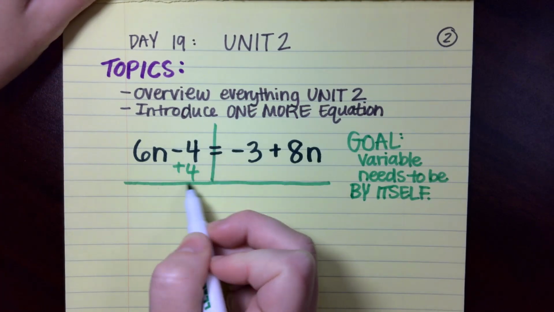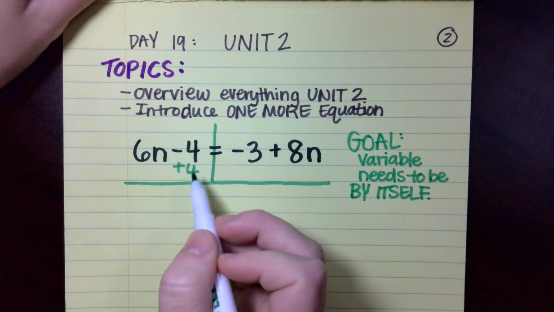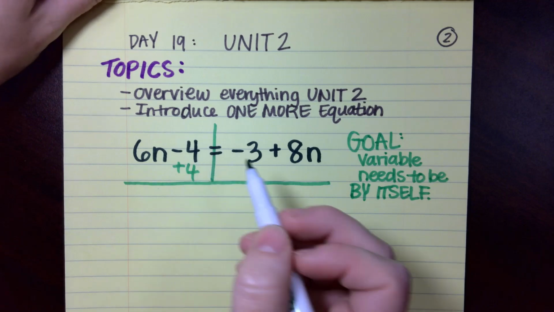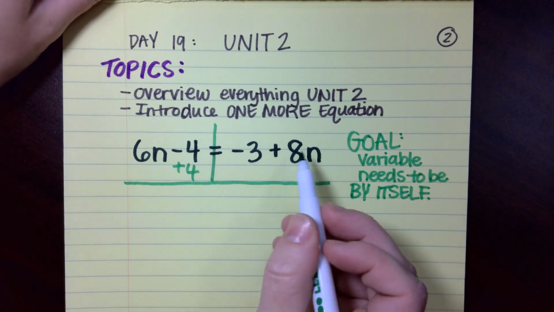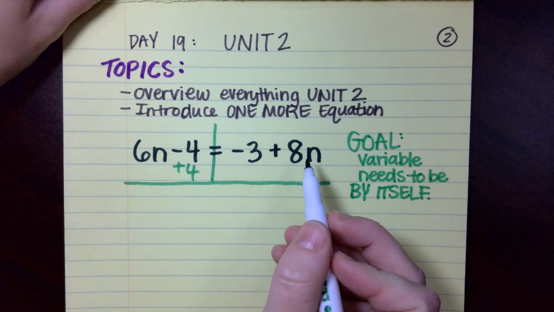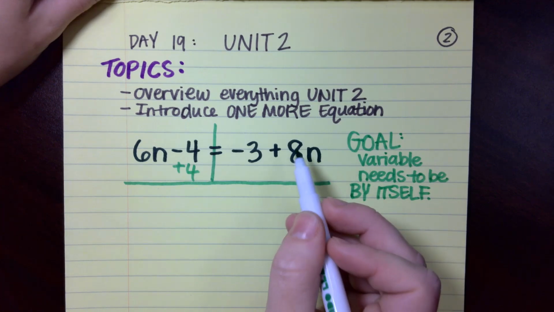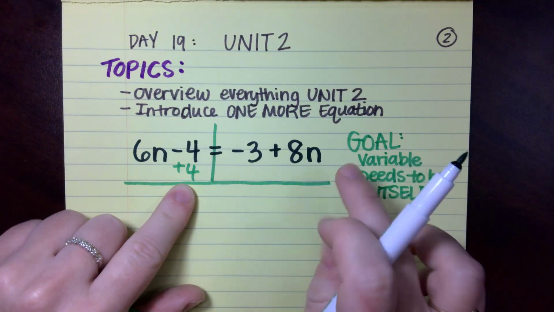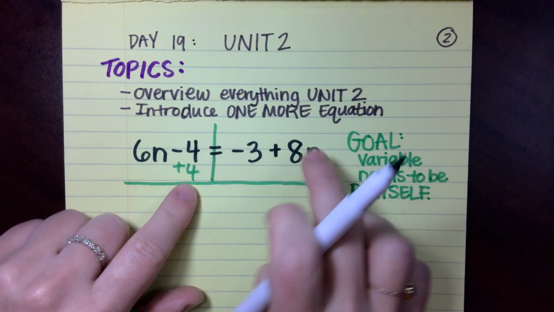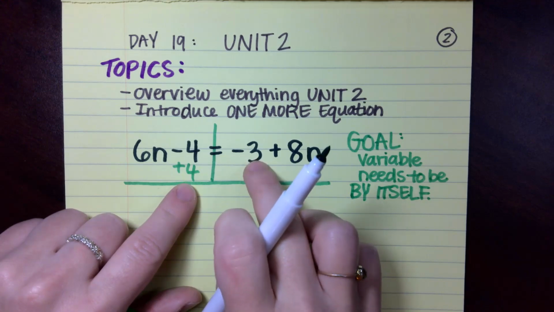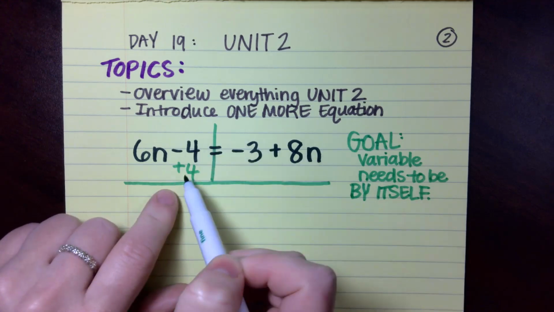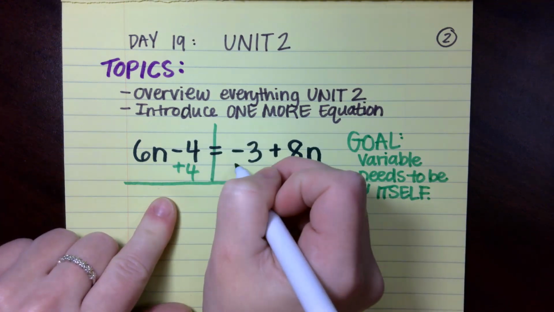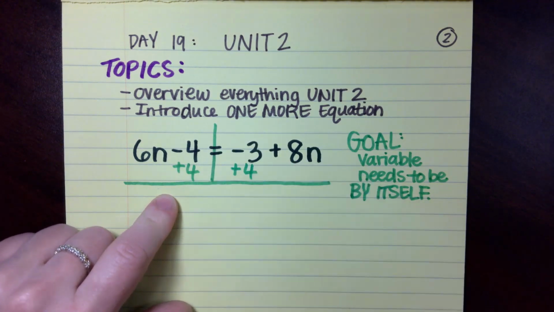So first of all, does -4, or now plus 4, have a variable attached to it? No, it doesn't. So can I add it to something that does have a variable? I could add it, but it won't change the number, because this 4 and 8n are not like terms. What about the -3? Does this have a variable? No. And so the 4 and the -3 are like terms. So I'm going to add 4 under the -3.